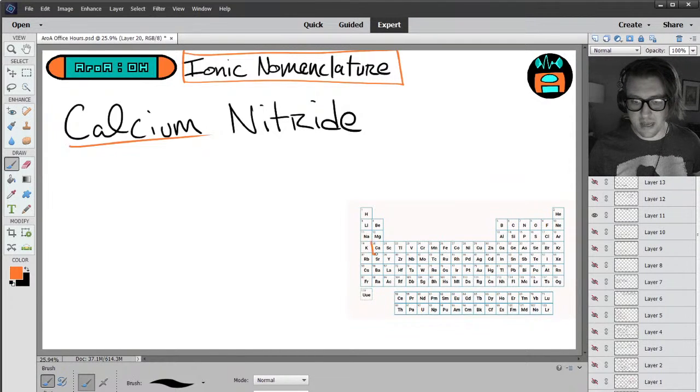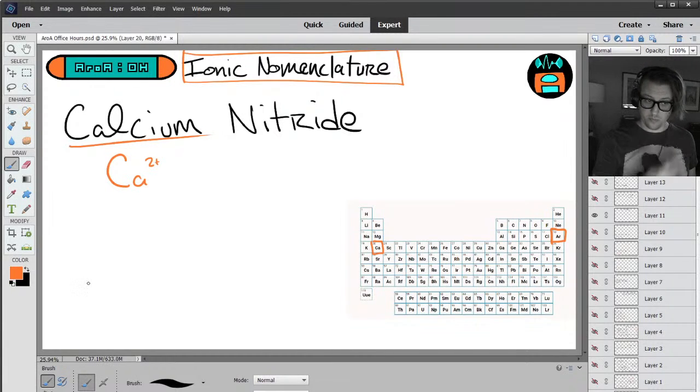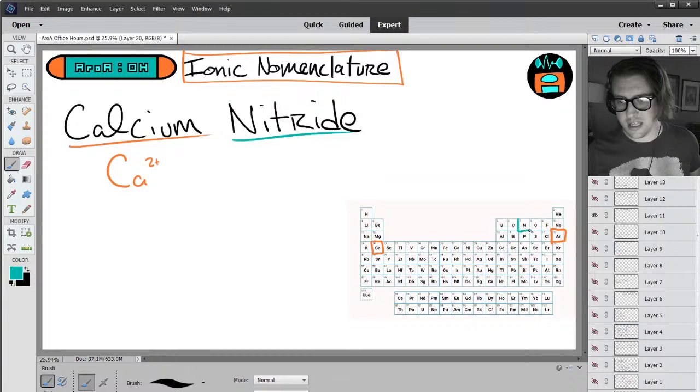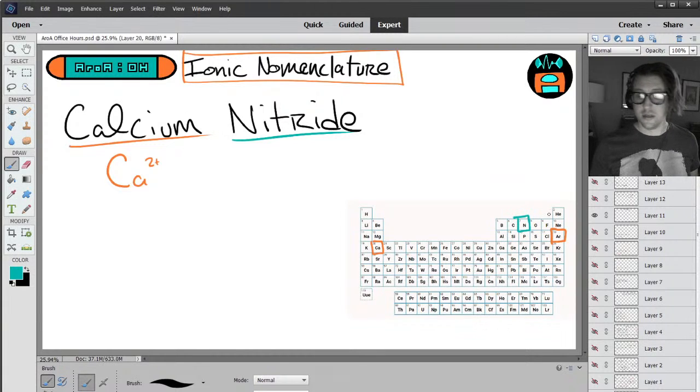First, let's look at our cation. Calcium has 20 electrons. Its nearest noble gas is argon with 18. So calcium needs to lose 2 negative charges, which means it will pick up a charge of positive 2. Let's take a look at nitride. Now, nitride is the anionic version of nitrogen. Nitrogen wants to be like neon. Nitrogen has 7 electrons, neon has 10, so nitrogen needs to pick up 3 negative charges, which means it will have a charge of negative 3.